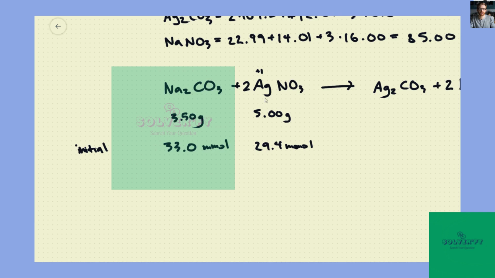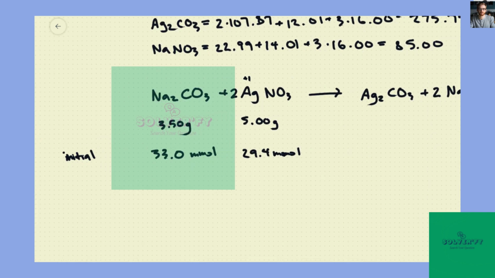So we can do this. Where would be a good spot to do this? Let's do this above here. Right. So 33.0 divided by 1 is just 33.0. And we don't need to be super formal about this. This is more of a back of the envelope thing. 29.4 divided by 2 is 14.7. 14.7 is clearly lower than 33.0. So this would be the limiting reagent here. Okay. And because this is limiting, that means all of this is going to react.